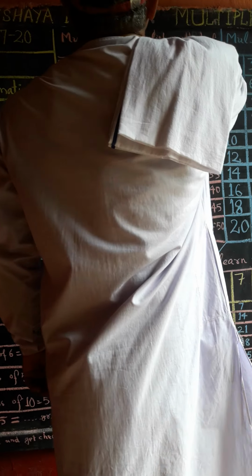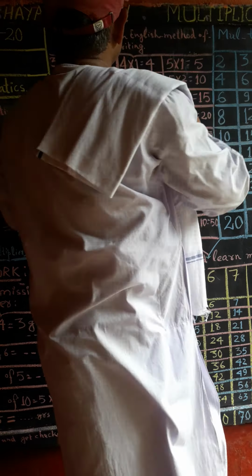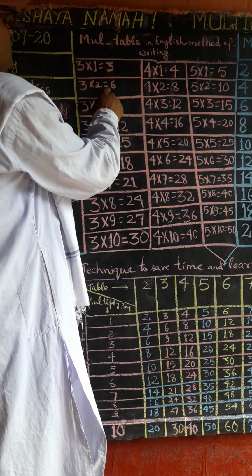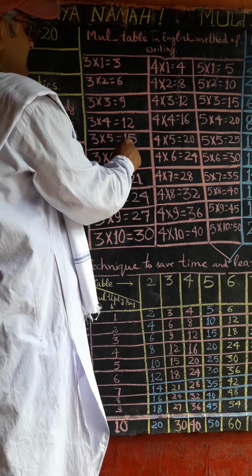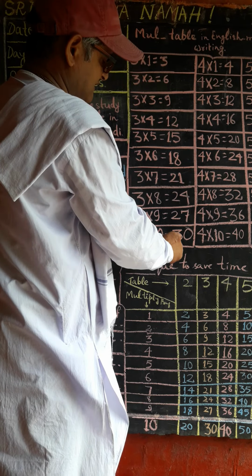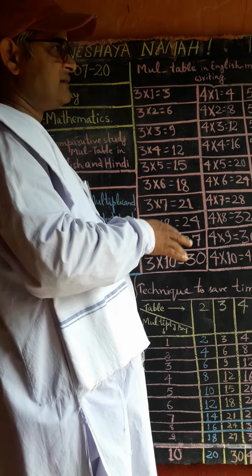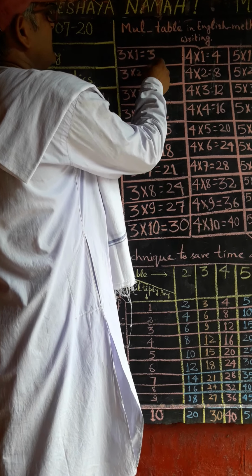Multiplication table. In English, the method of writing is as under: 3 1 ja 3, 3 2 ja 6, 3 3 ja 9, 3 4 ja 12, 3 5 ja 15, 3 6 ja 18, 3 7 ja 21, 3 8 ja 24, 3 9 ja 27, 3 10 ja 30. Now a question arises: it is written as 3 into 1 is equal to 3, so why is it read as 3 1 ja 3?